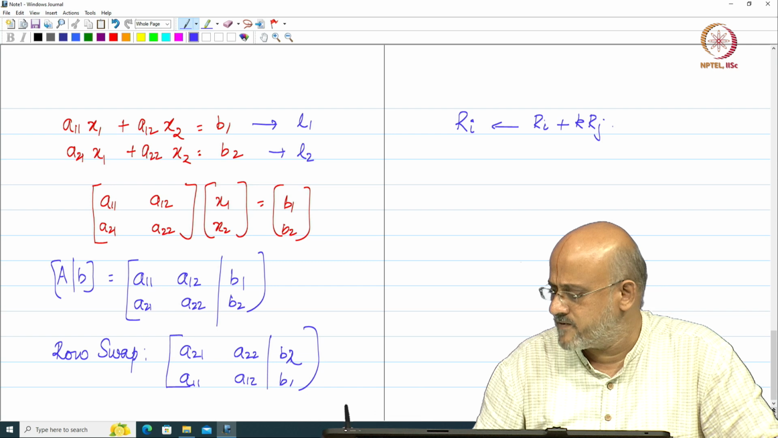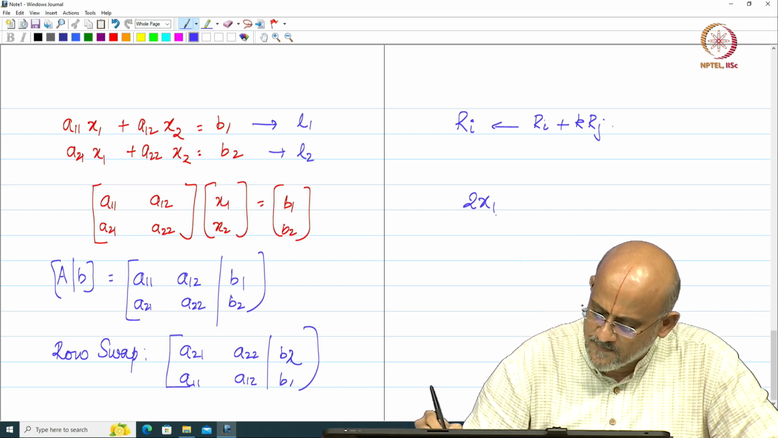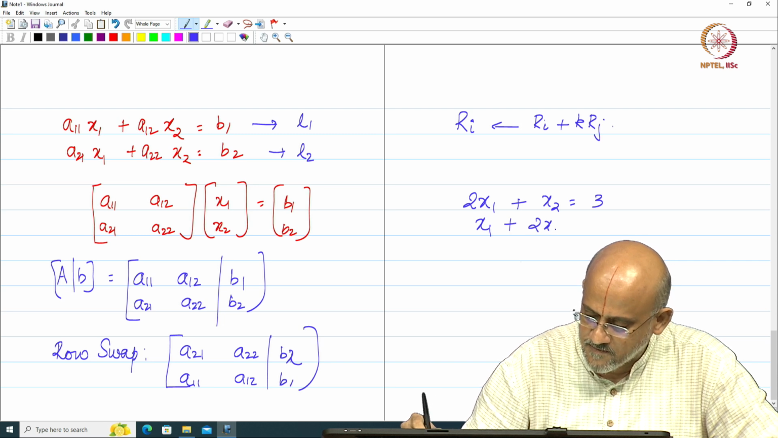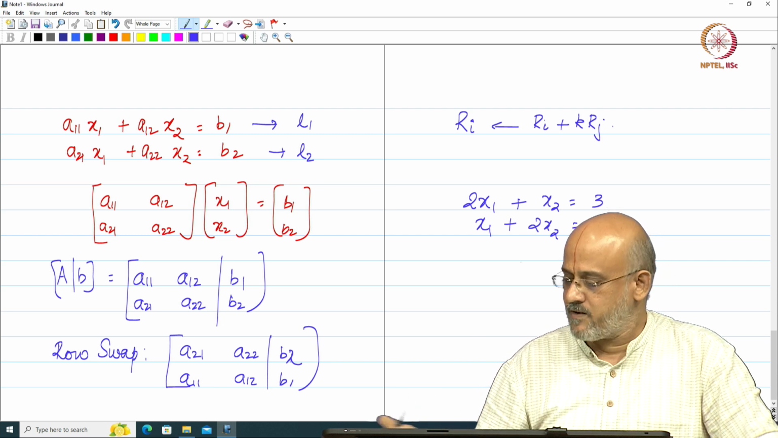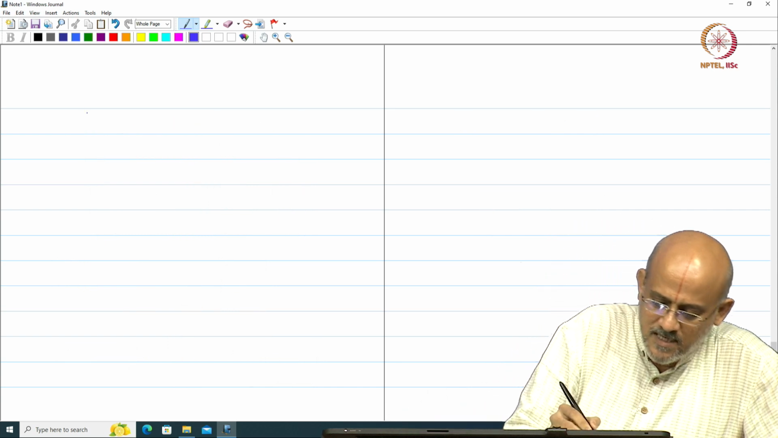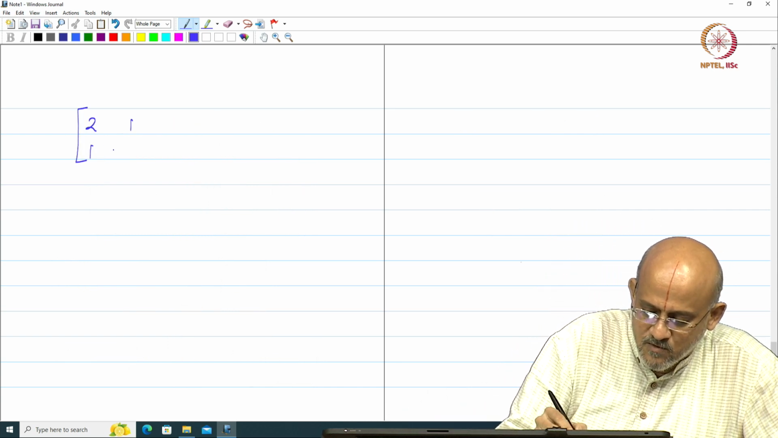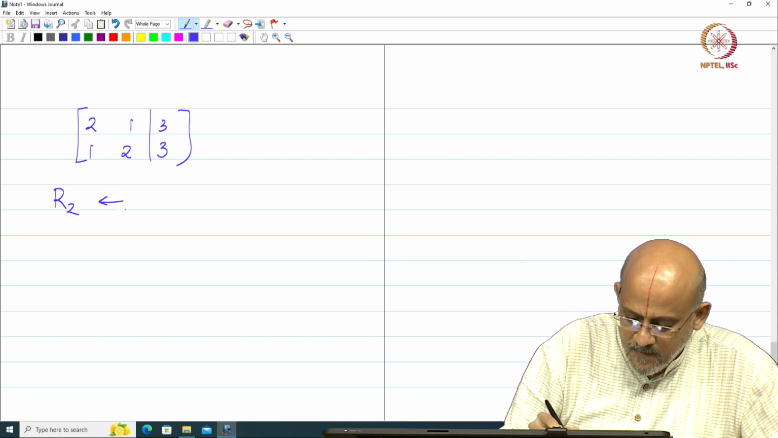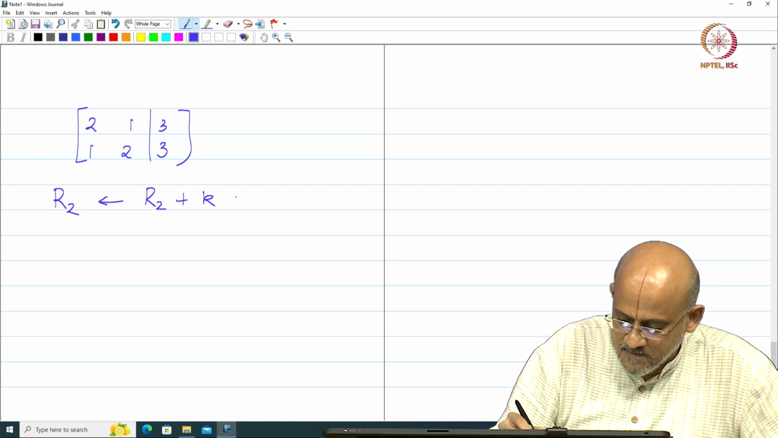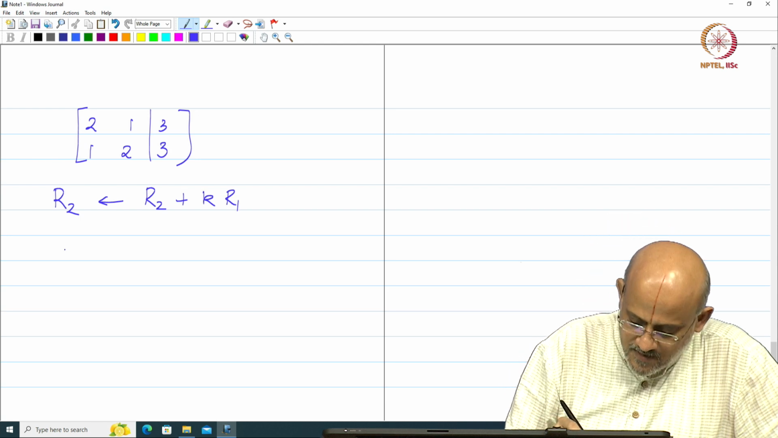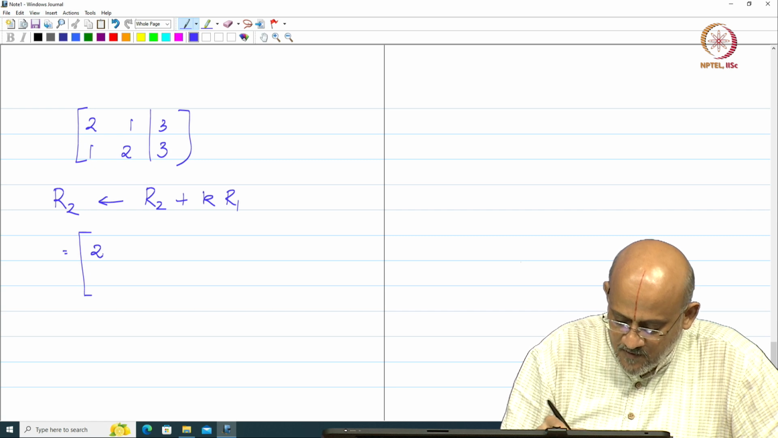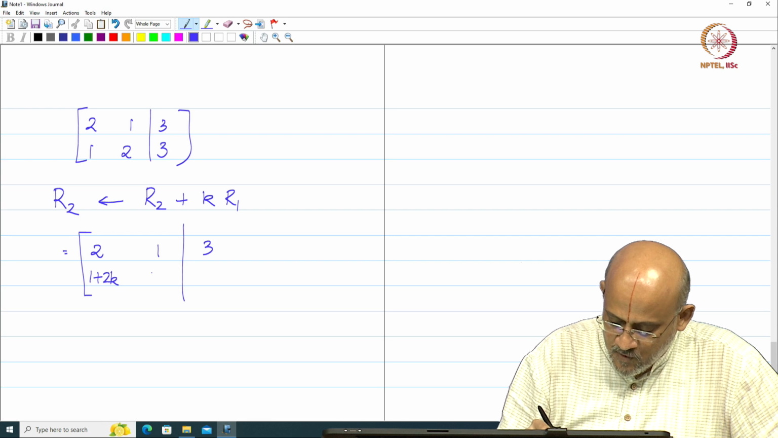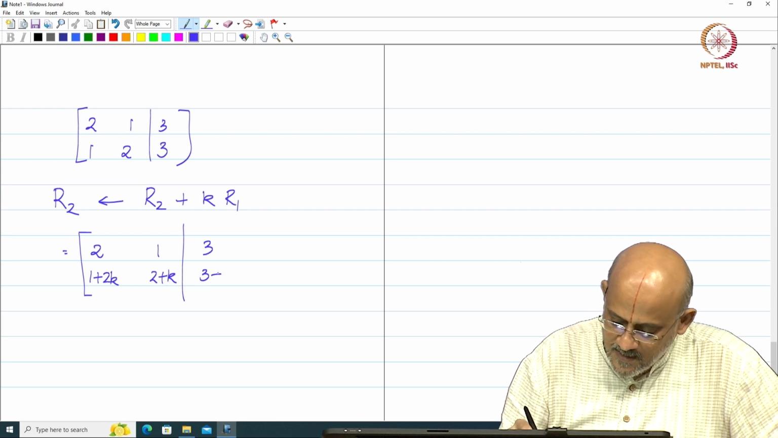We will take our simple example, whatever we did: 2x1 plus x2 is equal to 3, and x1 plus 2x2 is equal to 3. We will take this system of equations. Let us take the augmented matrix, which is 2 1 3 and 1 2 3. Let me do R2 goes to R2 plus k times R1. K times R1 is going to be like this. So the first row is going to remain the same, 2 1 3. The second row is going to be 1 plus 2k, 2 plus k and 3 plus 3k. This is what I have.